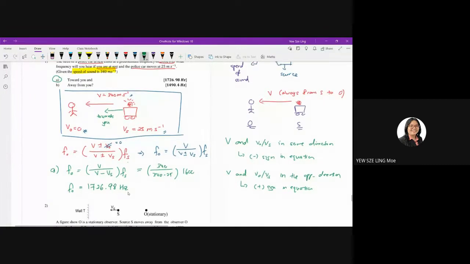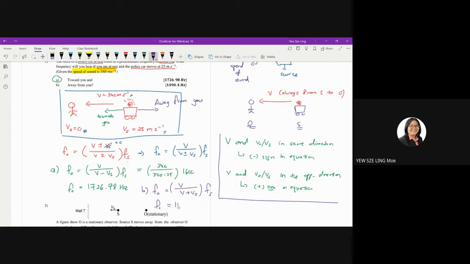Then how about question B? In question B, you have a case that is away from you. Away from you means the police car is moving in the opposite direction. So for question B, what am I going to do? Here, question B. Now my Fo is equal to V over V plus Vs, because my V and Vs are heading in opposite directions, times Fs. You plug in the values, and eventually you obtain the observed frequency.